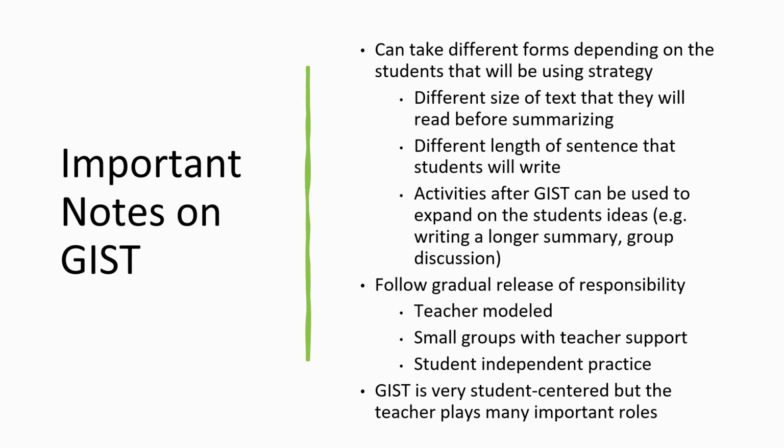As with all strategies, teachers should use the gradual release of responsibility model. First, the teacher should be modeling the strategy to the students, discussing why they are doing the important steps that they take. The teacher can then move on to having the students working in small groups with the teacher's support, and then hopefully the students will be able to move on to an independent practice.